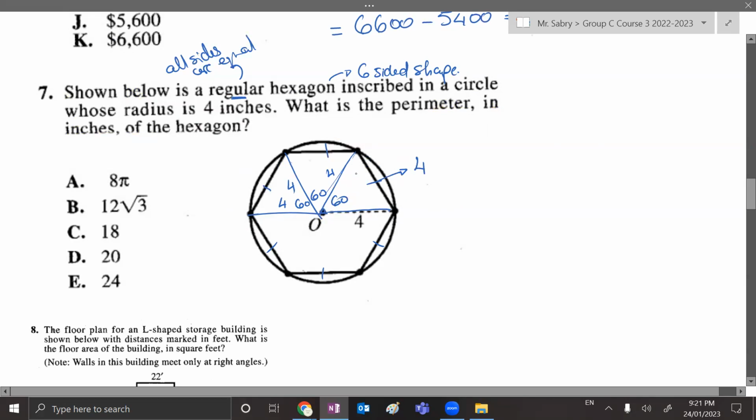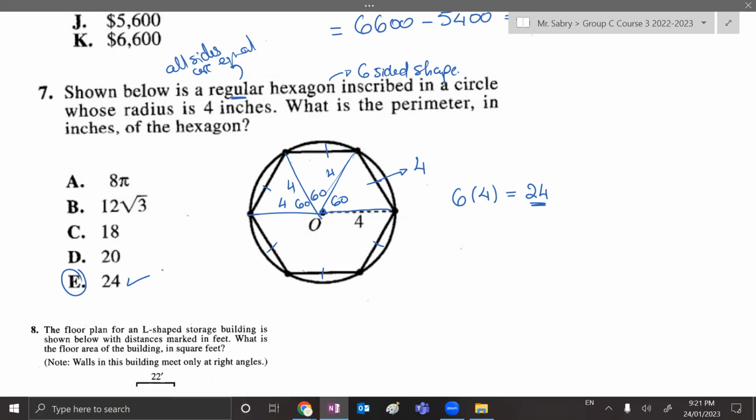If you think about the perimeter, it's the sum of all the sides, so it's 6 sides multiplied by 4, which is a total of 24. This is the perimeter, E. Does this make sense? We solved a question exactly like this.